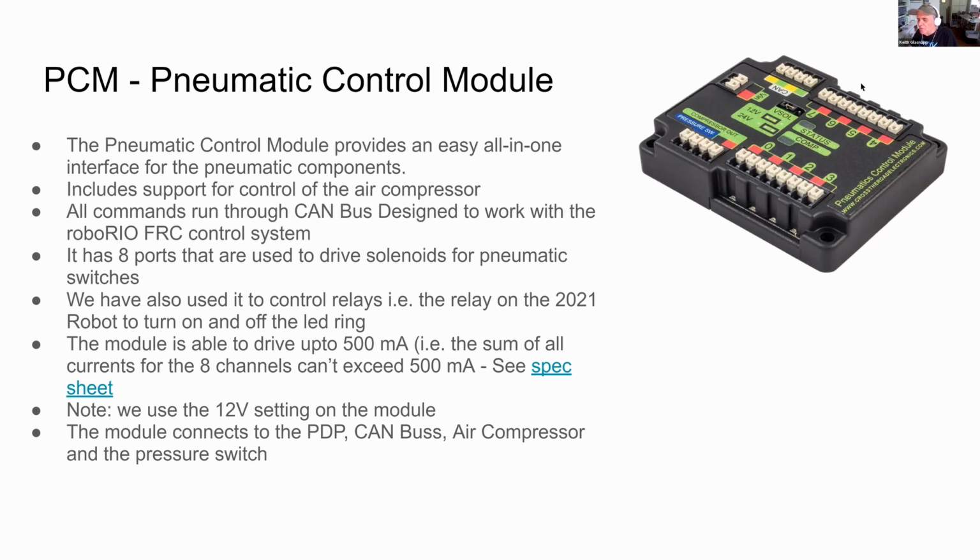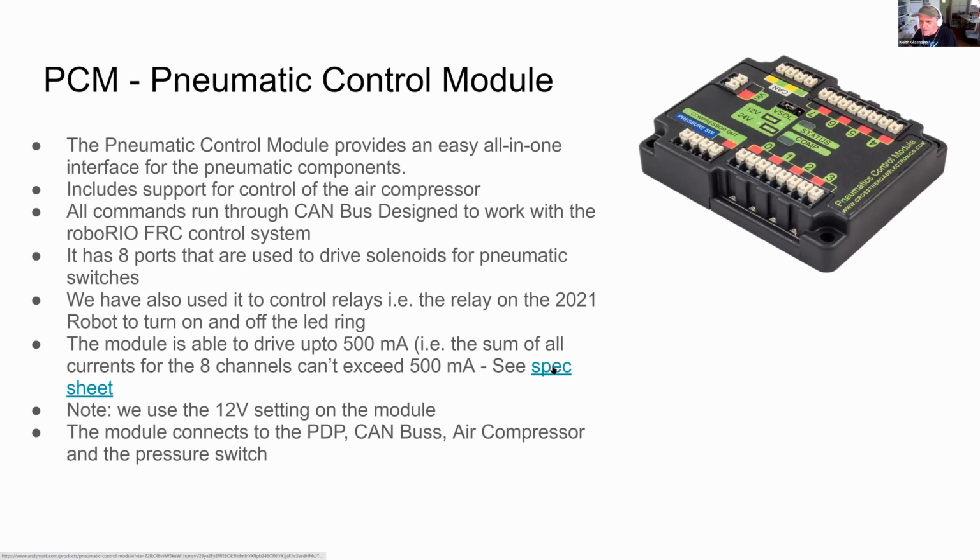Again, you can drive some LED rings as well with this, but the net result is you can't power more than 500 milliamps of power from this particular unit, otherwise it will not work correctly. Okay, and we always use the 12 volt setting. You can run it for 24 volts. Some people who've used the pneumatic control module in the past have used it for 24 volts, but our team always uses the 12 volt.